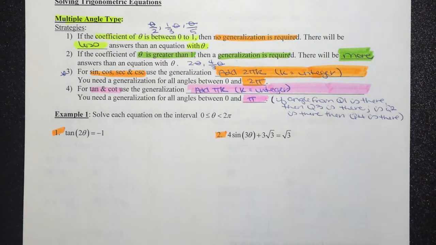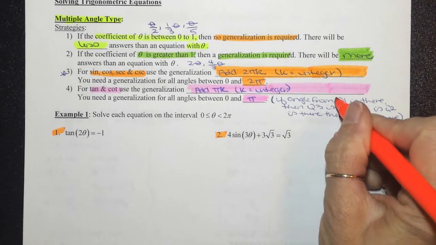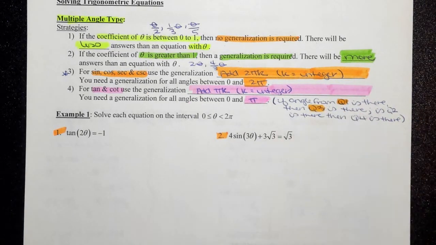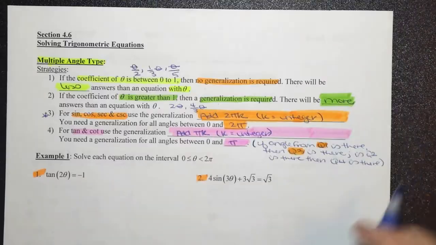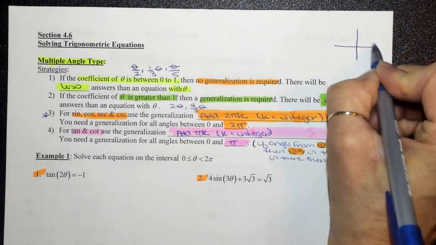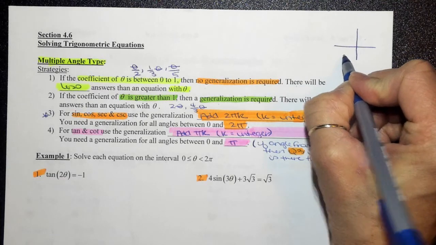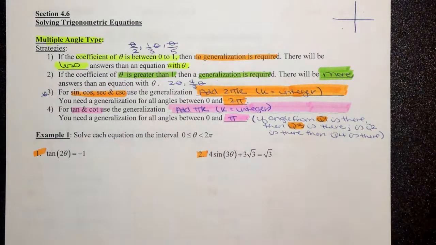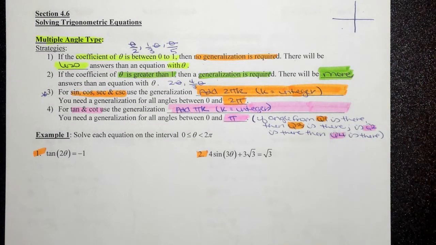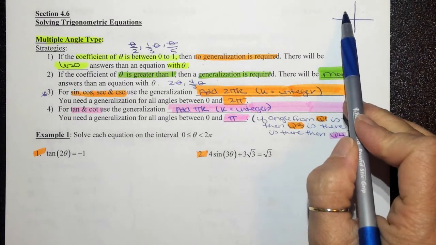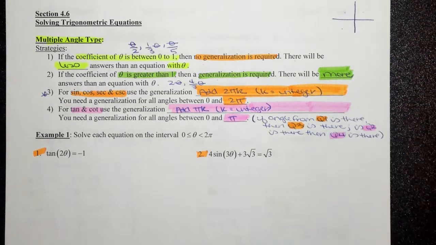So if you have an angle in quadrant 1, then that means there's going to be another angle in quadrant 3 for tangent and cotangent, because if you think about it, tangent is positive in quadrant 1 and positive in quadrant 3. And then if you have an angle in quadrant 2, then it will also exist in quadrant 4, because tangent and cotangent are negative here and here.